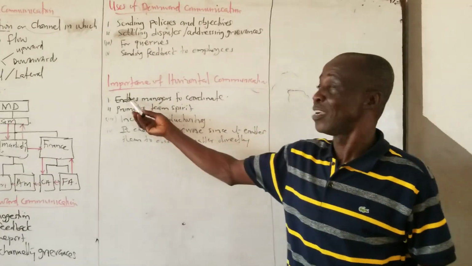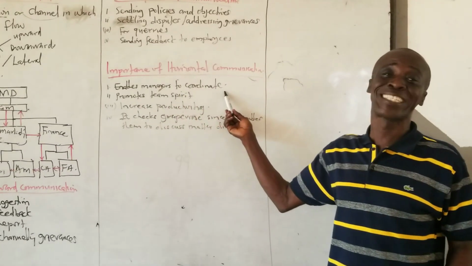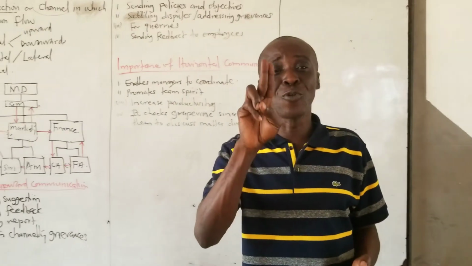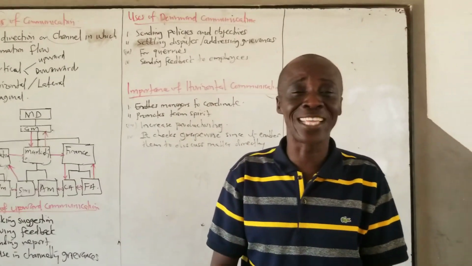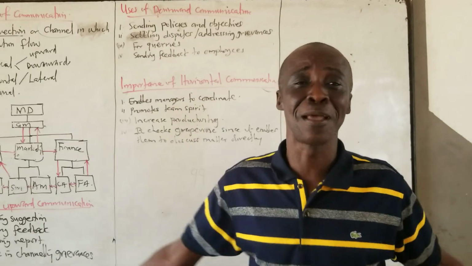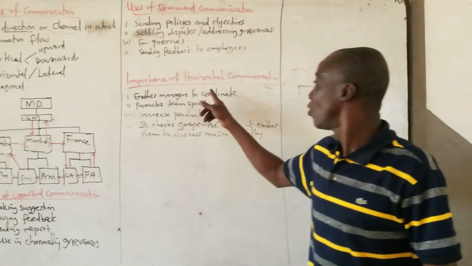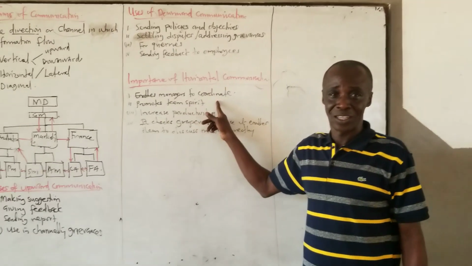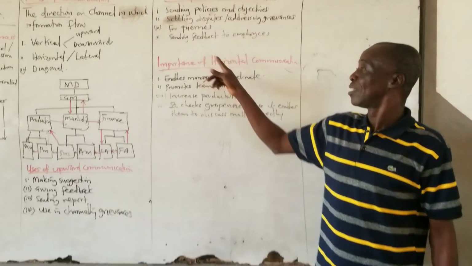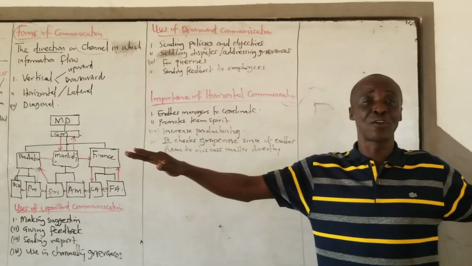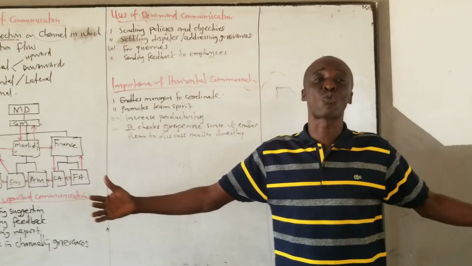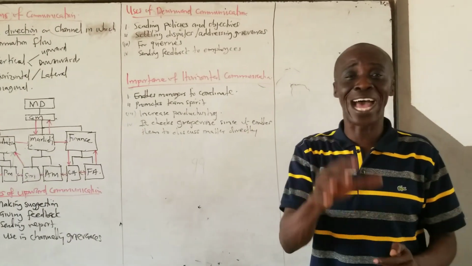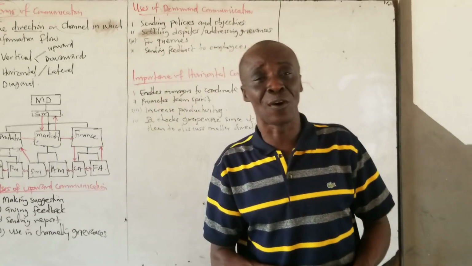What is its importance? Number one, it enables managers to coordinate. We have done coordination. You know what coordination is. And remember, we use 3 key terms: synchronization, harmonization, blending. So the concept of coordination, we have done that one. So it enables the various managers, functional managers, to coordinate their activities in the organization, so that they'll be able to achieve the objective of the organization.